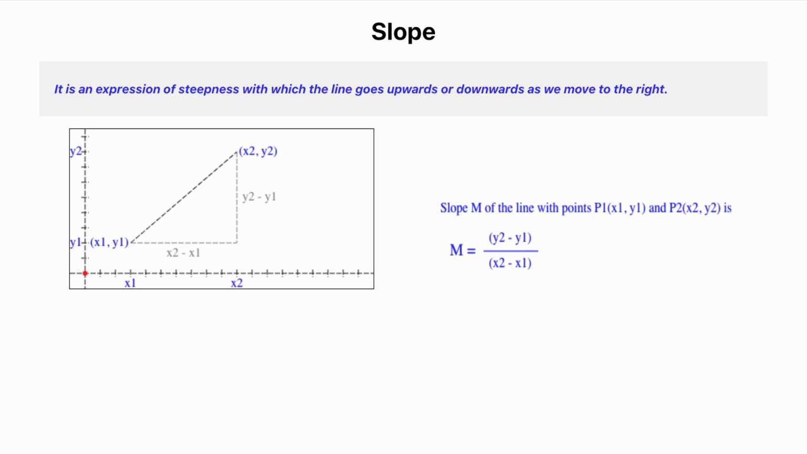If M is equal to 0, it is a horizontal line. If M is greater than 0, the line rises to the right. If M is less than 0, the line falls to the right. For example, here point P1 is 3, 2 and P2 is 10, 8. So the slope is 6 by 7.